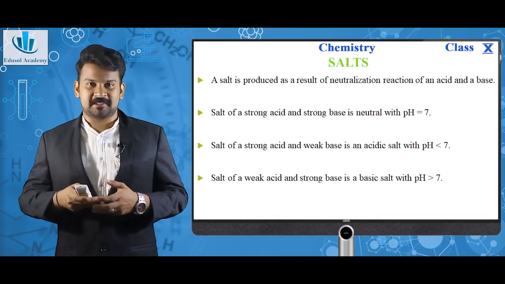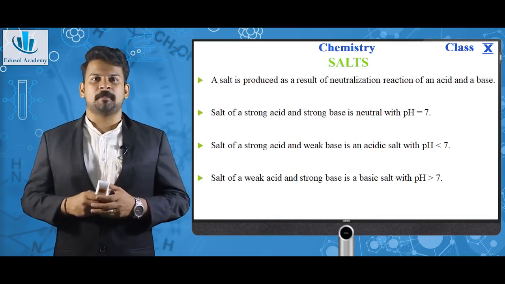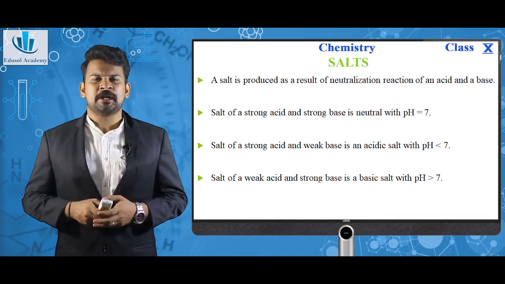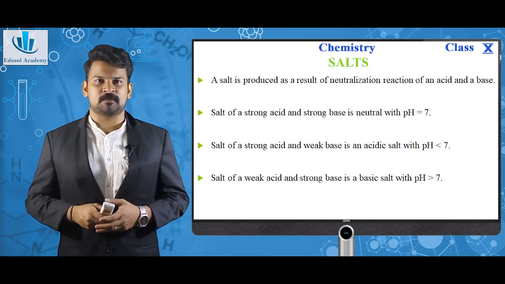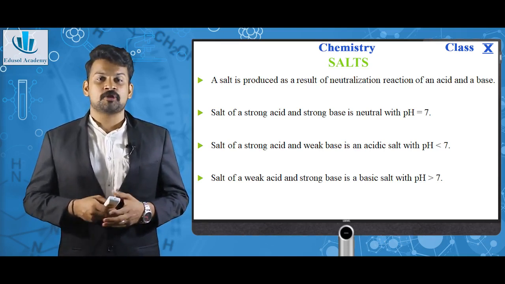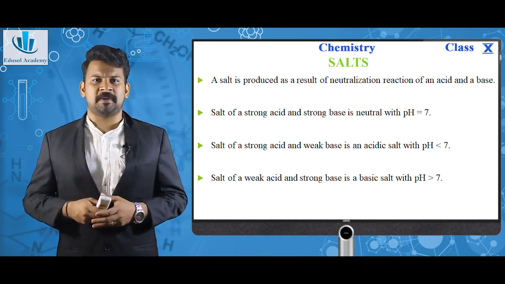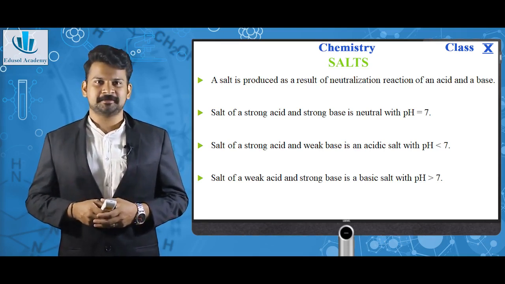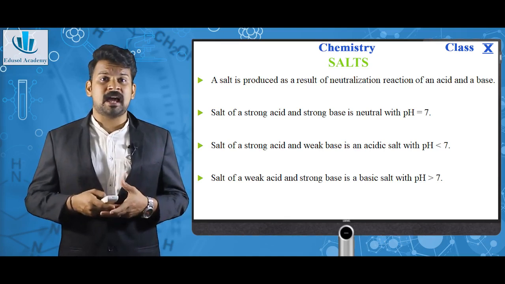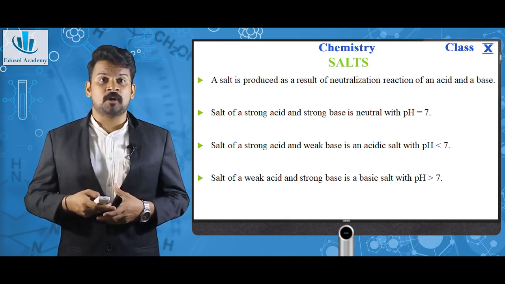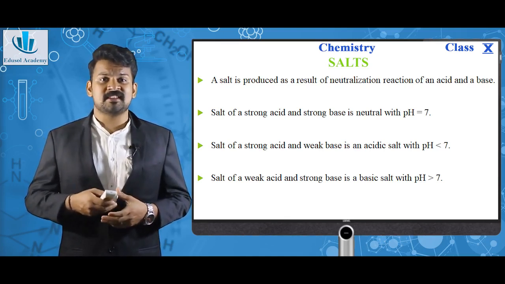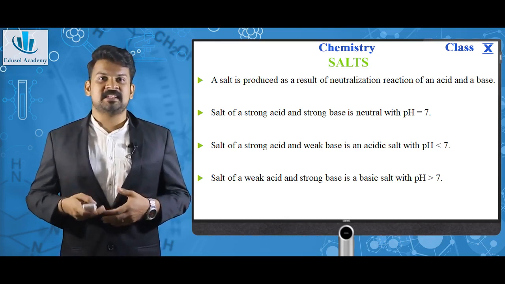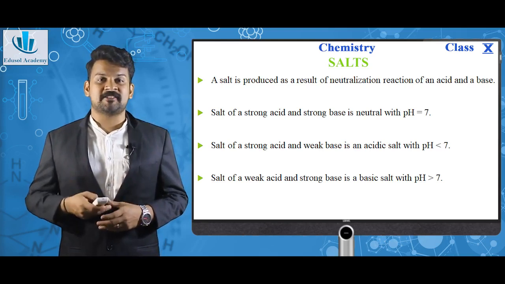Next, salts. This is the main topic in this chapter. A salt is produced as a result of the neutralization reaction of an acid and a base. We have studied this. A salt of a strong acid and a strong base is a neutral salt with a pH almost equal to 7. A salt of a strong acid and a weak base is an acidic salt having a pH less than 7. A salt of a weak acid and a strong base is a basic salt with a pH greater than 7.